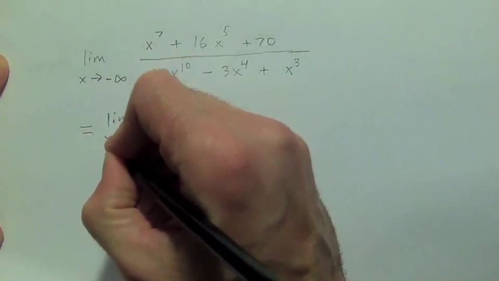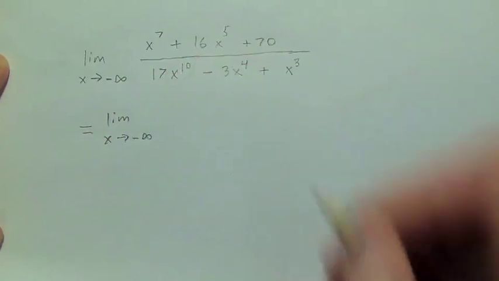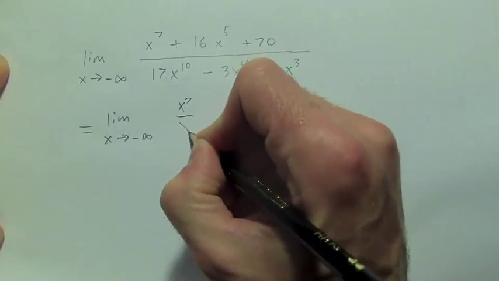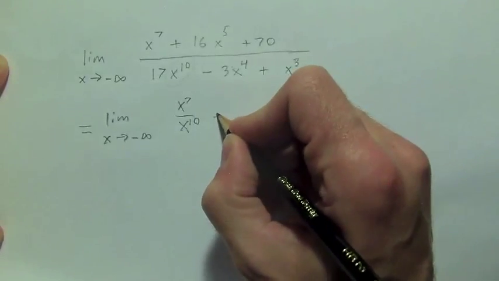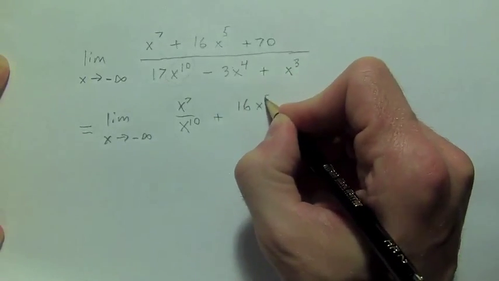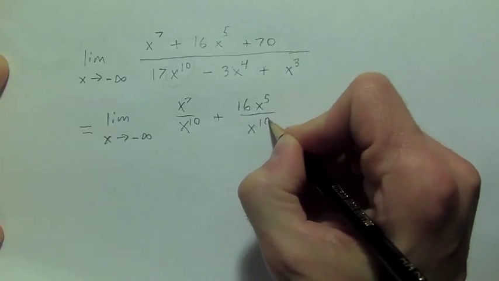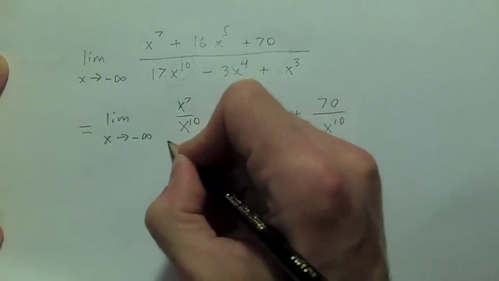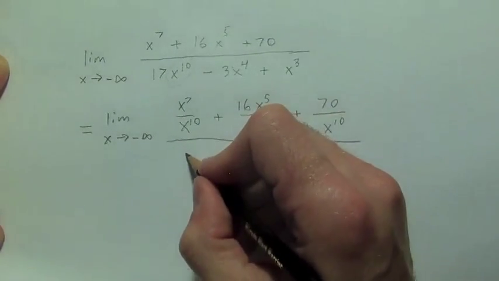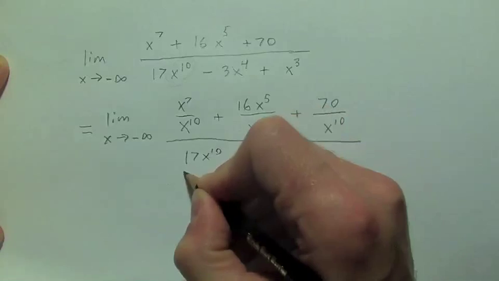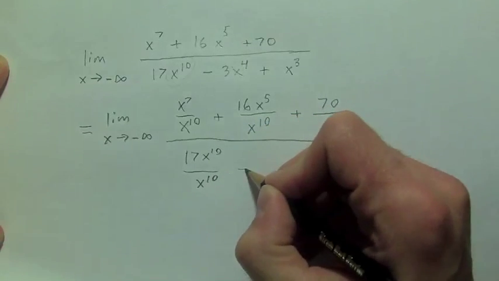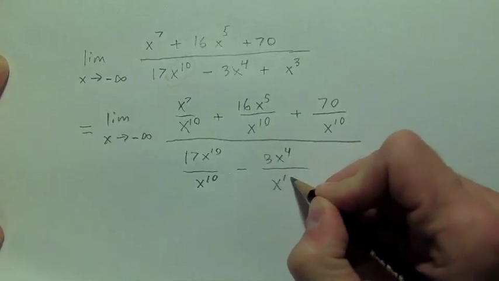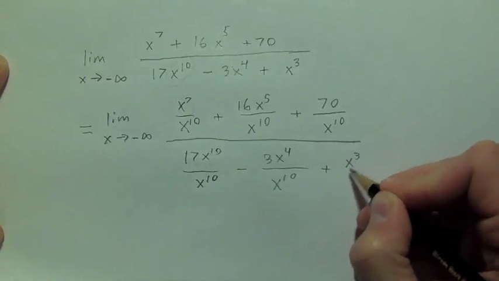Right? So limit as x goes to negative infinity, x to the 7th over x to the 10th plus 16x to the 5th over x to the 10th plus 70 over x to the 10th all over 17x to the 10th over x to the 10th minus 3x to the 4th over x to the 10th plus x cubed over x to the 10th.